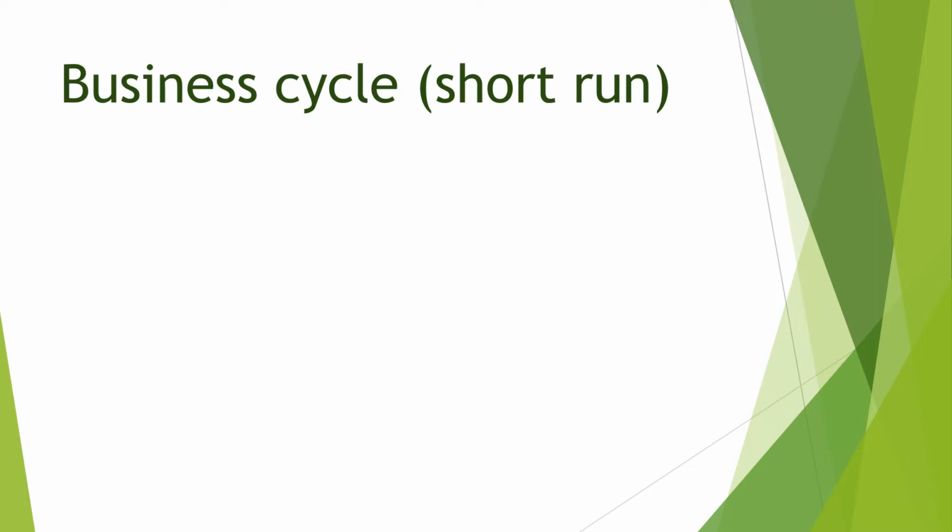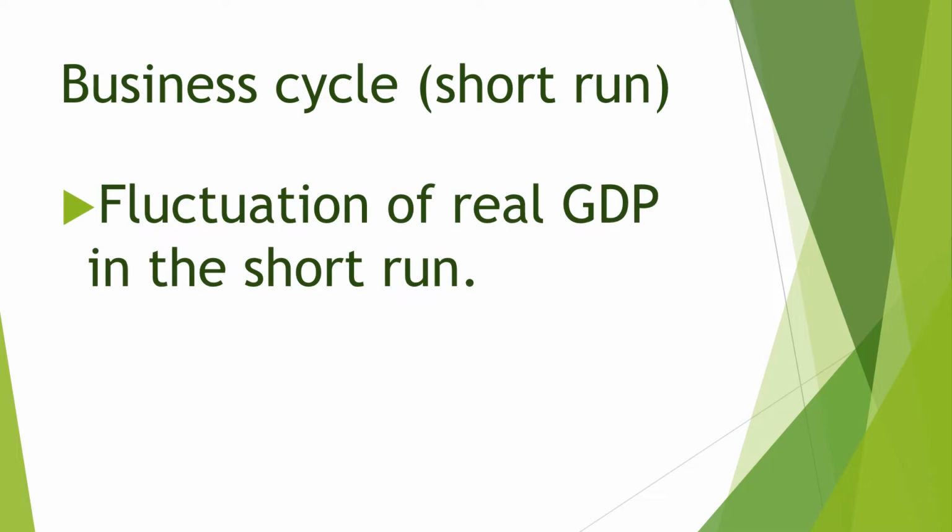The second concept we have is business cycle. Business cycle is the fluctuation of real GDP in the short run. How short is short? Usually within 10 years. 5 years is short, or sometimes it's within 1 or 2 years. So real GDP does not always grow at the same rate. It fluctuates. So those fluctuations are called business cycle.